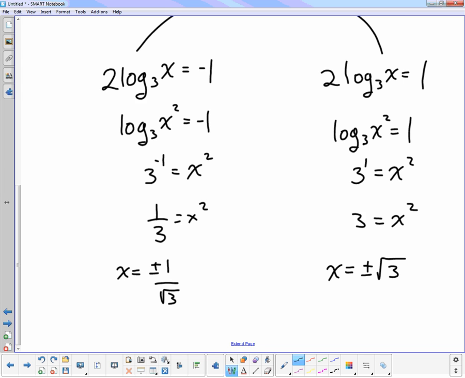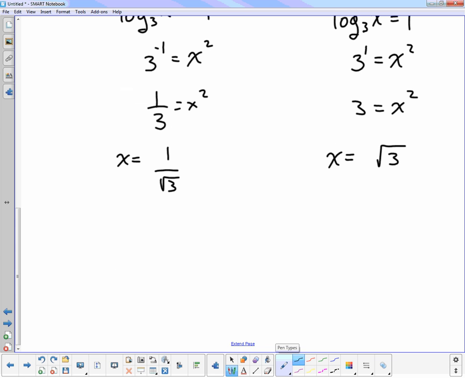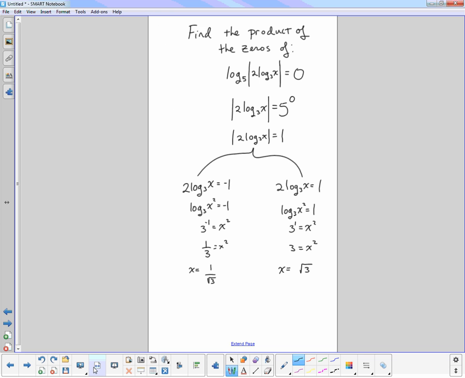Go back to the original question. Can I plug in negative square root of 3 into the equation? Can't take the log of a negative number. So these are strictly the positive numbers. And what did the question ask you for? Find the product of the zeros. And what happens when I take the product of the zeros?